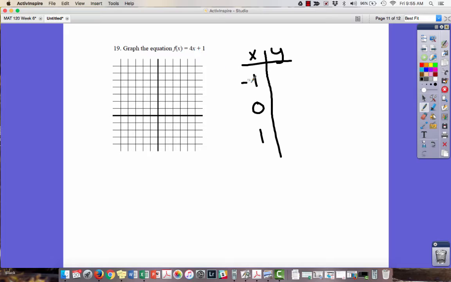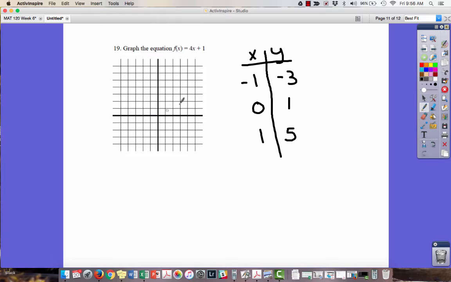So then for this one, I'd say, okay, well, -1 times 4 is -4. -4 plus 1 is -3. So all I'm doing is putting this x in place. It's kind of like an if then. If x is -1, then y is -3. If x is 0, well, 4 times 0 is 0. 0 plus 1 is 1. So if x is 0, y is 1. If x is 1, 4 times 1 is 4, plus 1 is 5.